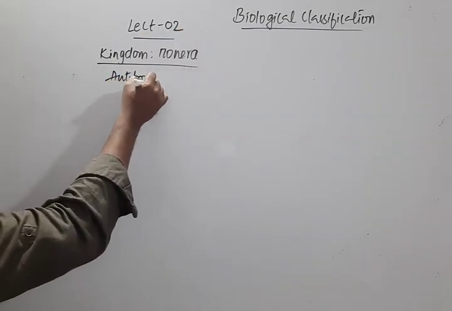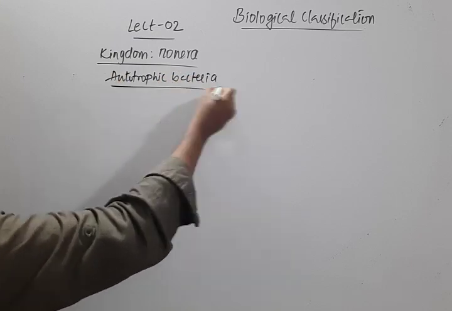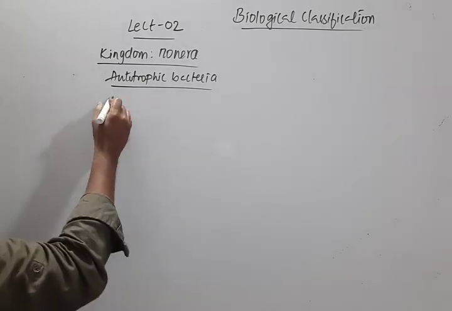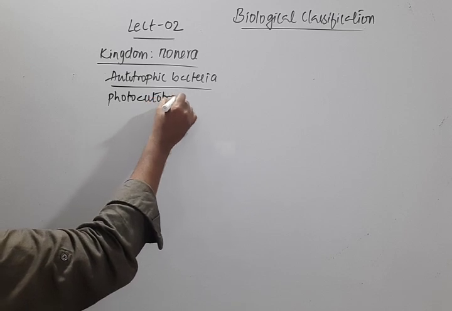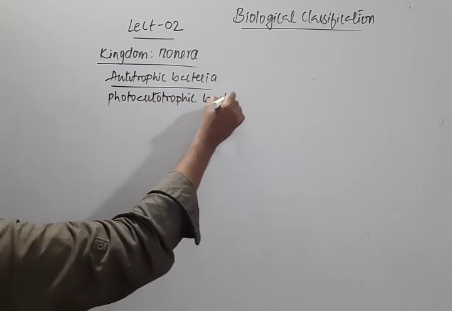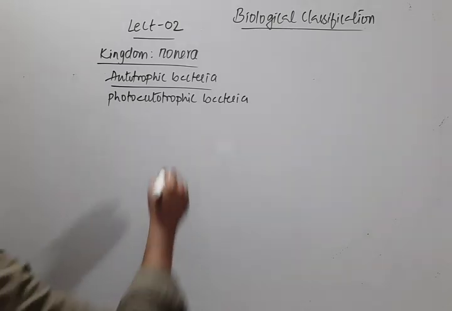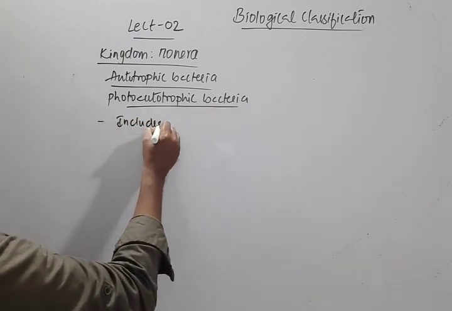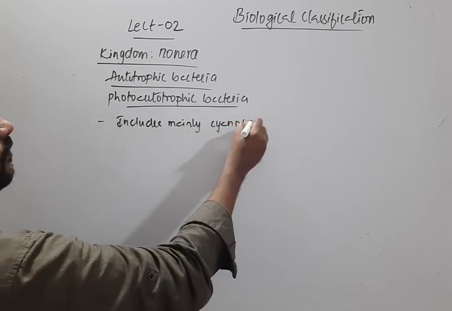Okay, so autotrophic bacteria. Under the autotrophic bacteria, first we'll see about photoautotrophic bacteria. This photoautotrophic bacteria mainly includes cyanobacteria.